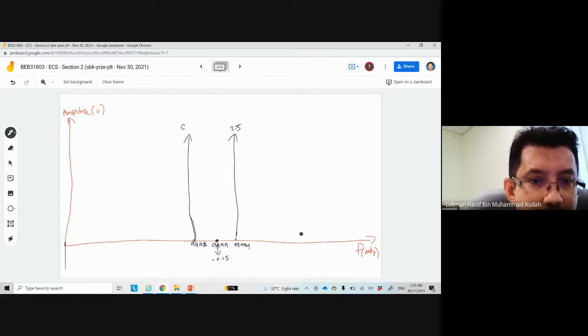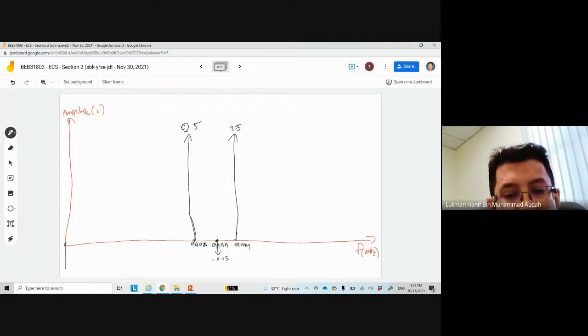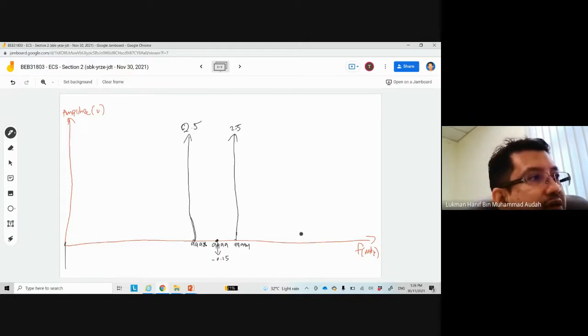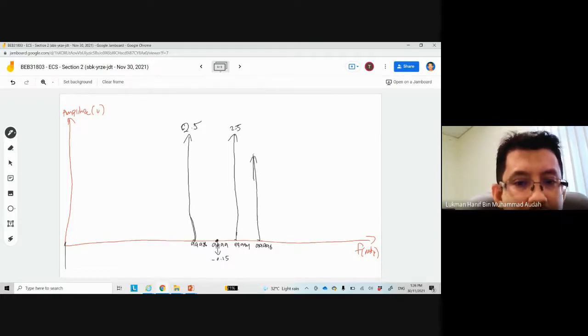Okay, 2.5. And then the second sideband is located at 99.998. The amplitude is 2.25. So dia dekat sini lah. Lebih kurang di sini, 2.25.